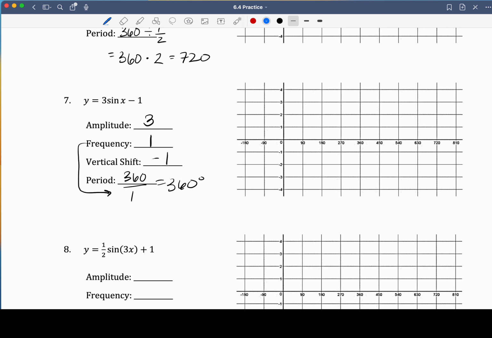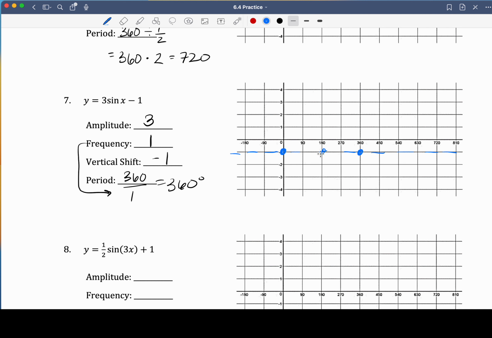Now we get to graph. Remember, first thing we graph, vertical shift. We're moving it down 1, so we're going to move our midline down 1. Then we look at what our period is. Our period is 360. And since it's 360, we start on the y-axis. We go all the way to 360.